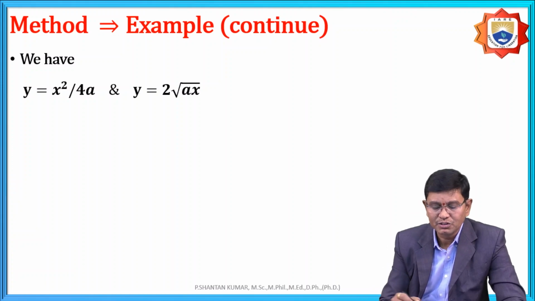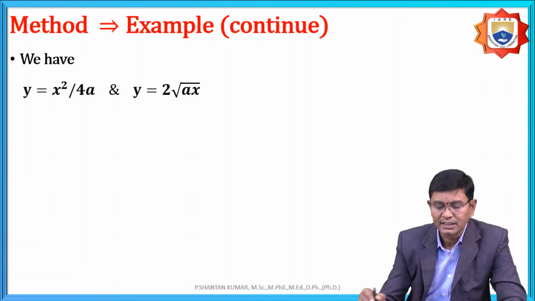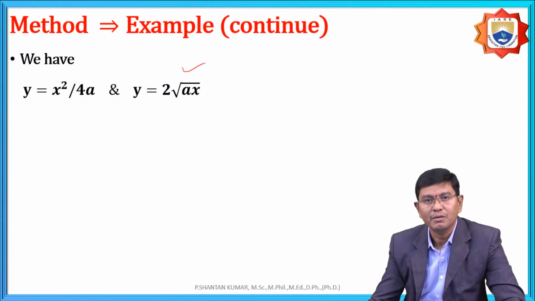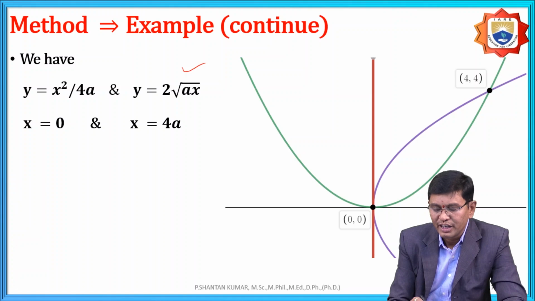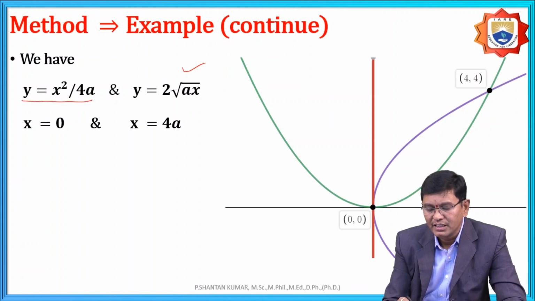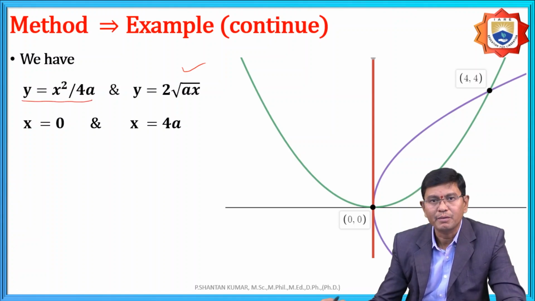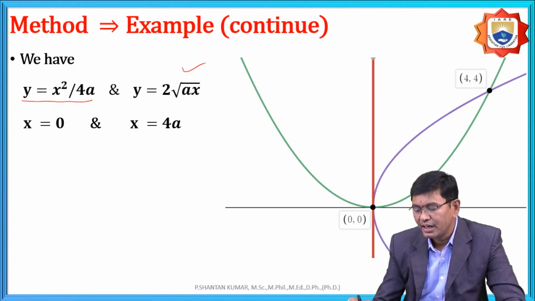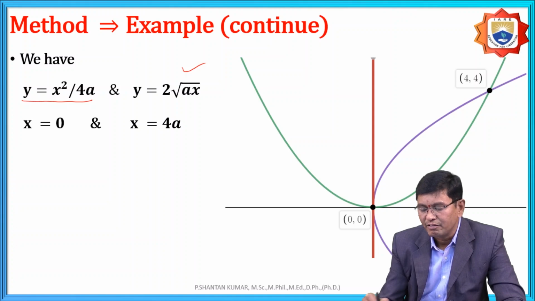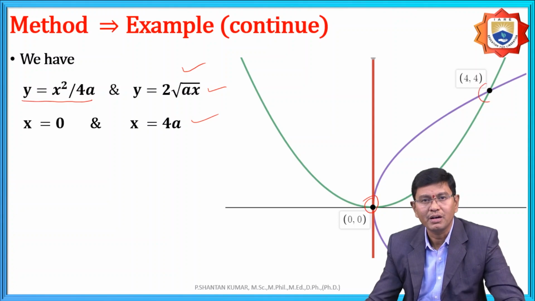Here y is equal to x square by 4a and y is equal to 2 root ax. Equating both sides, y is equal to x square by 4a is a parabola, and y is equal to 2 root ax is also another parabola. By solving these two equations, we obtain that the intersecting points are (0, 0) and (4a, 4a).